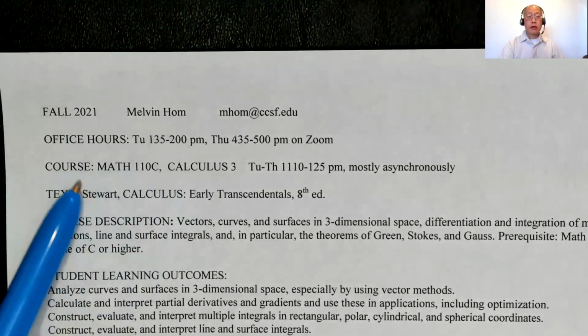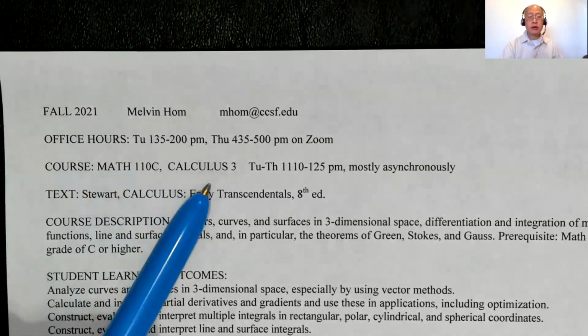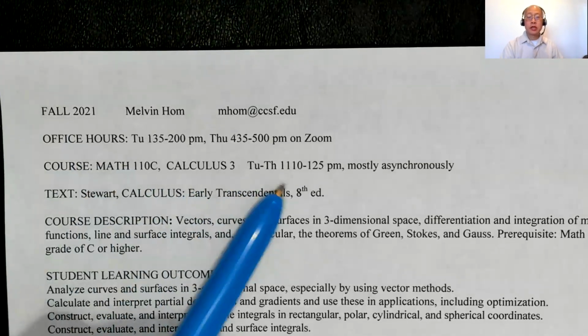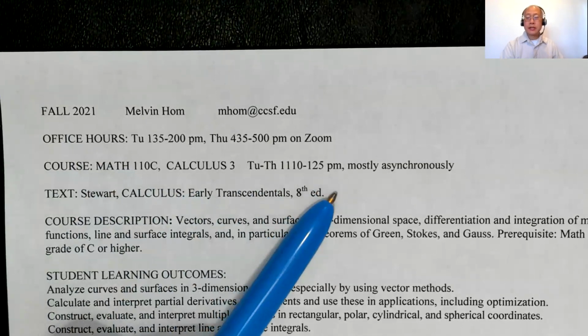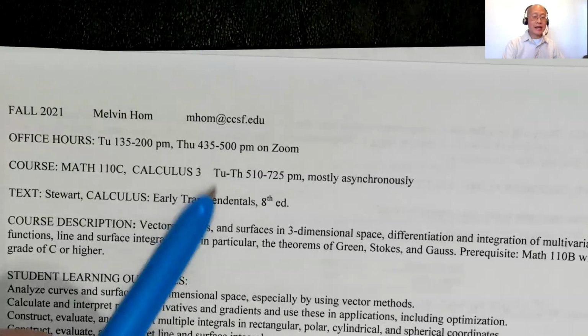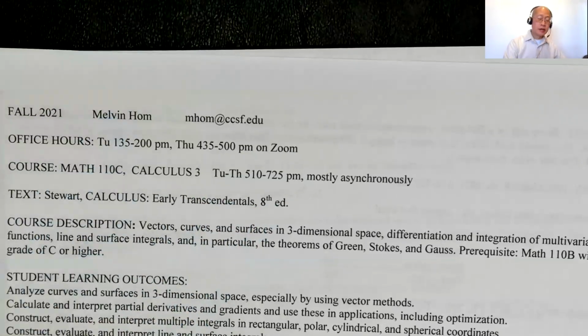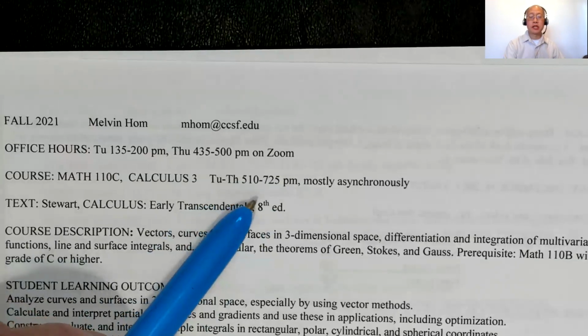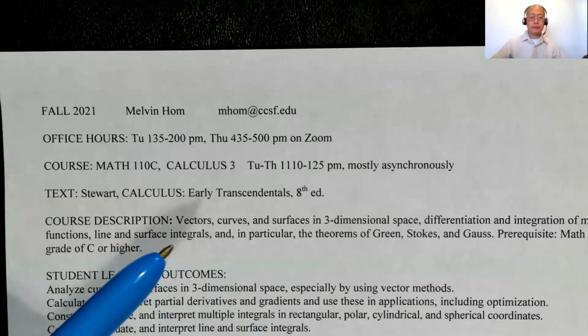All right, so the course is Math 110C, Calc 3. Now, this is the syllabus for my Tuesday, Thursday, 11:10 to 1:25 class. The syllabus for the afternoon and evening class is exactly the same, except the time is different, but otherwise, it's completely identical. So you know which section you belong to, 5:10 to 7:25. You know who you are.